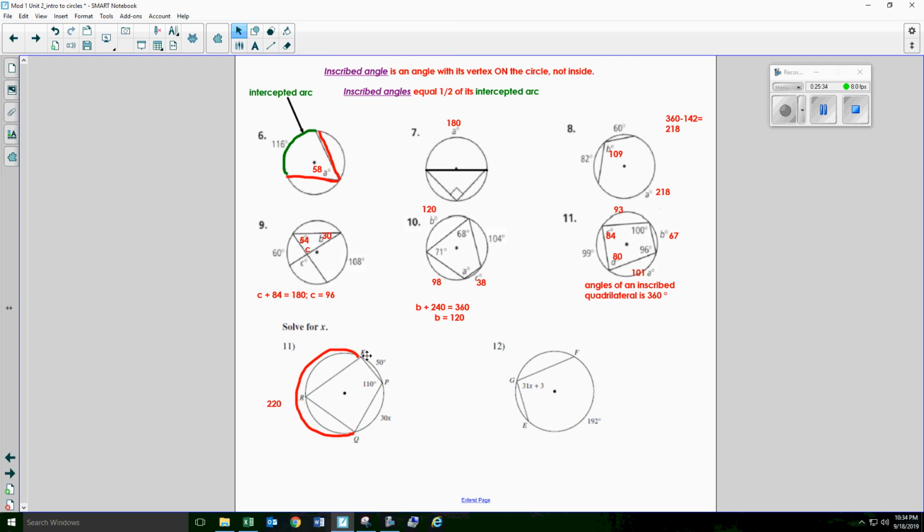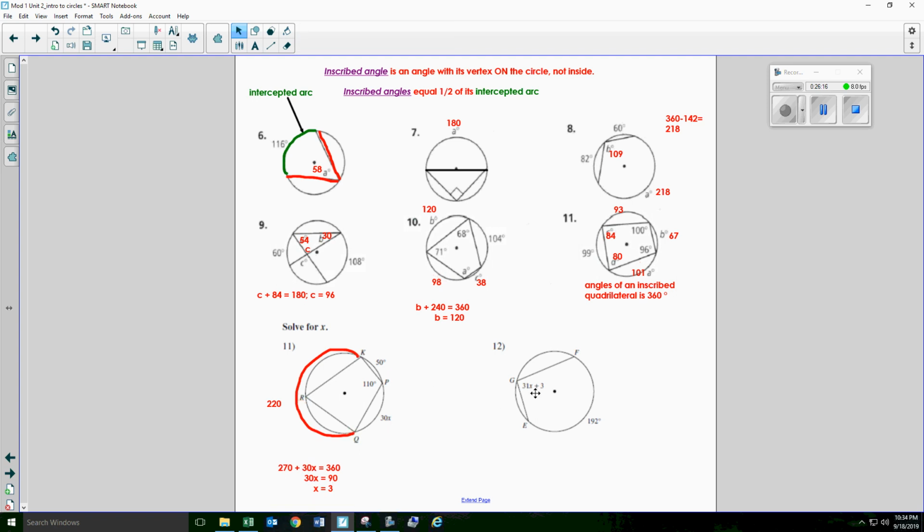So now I have 220 plus the 50 plus the 30x. That creates the whole circle, all the arcs, and we know all the arcs around a circle add to 360. So 220 plus 50, combining like terms, is 270 plus 30x equals 360. Now I subtract the 270 across, and I get 90 degrees. And last step, divide by 30 on both sides, the division property of equality. Remember, subtracting the 270 was the subtraction property of equality. And x is 3. So we solved for x correctly.